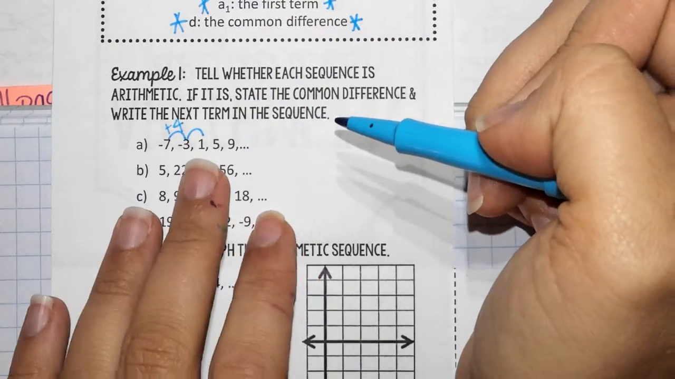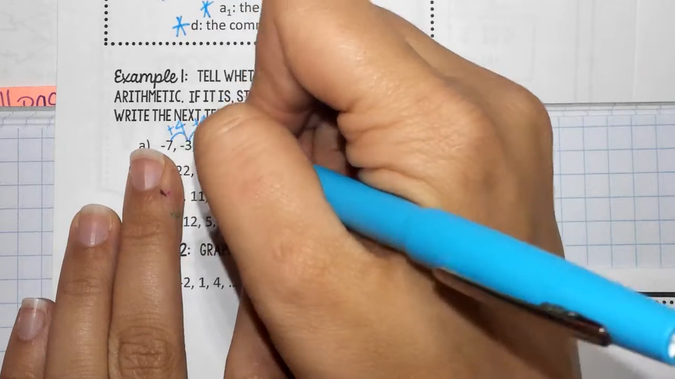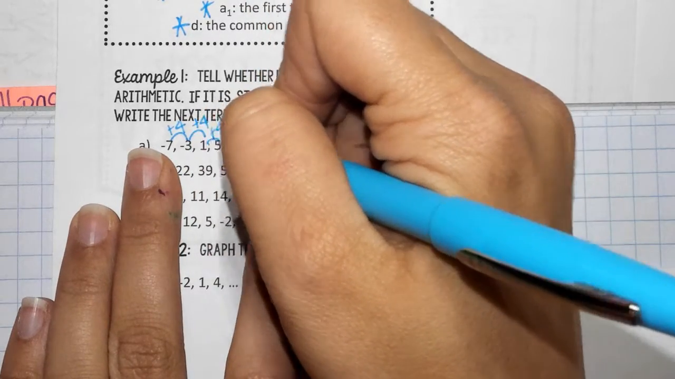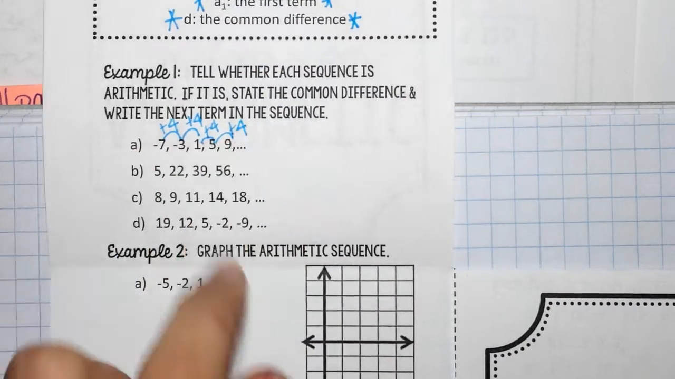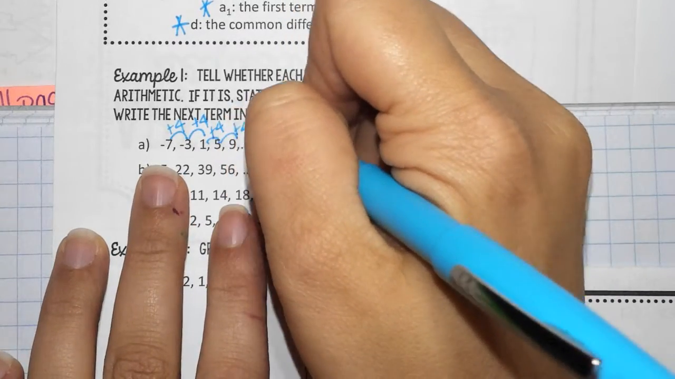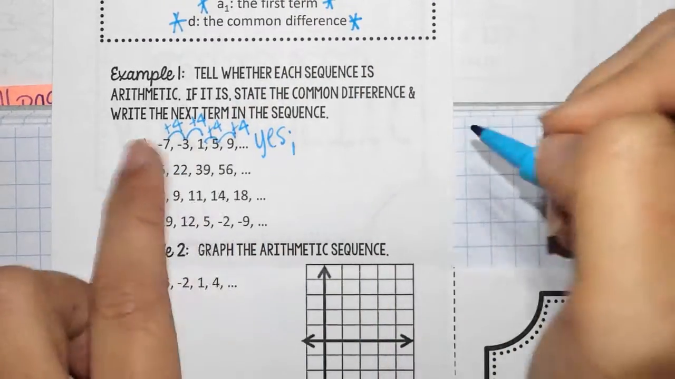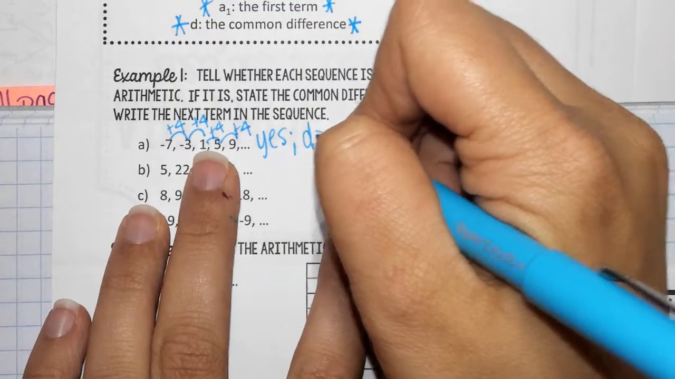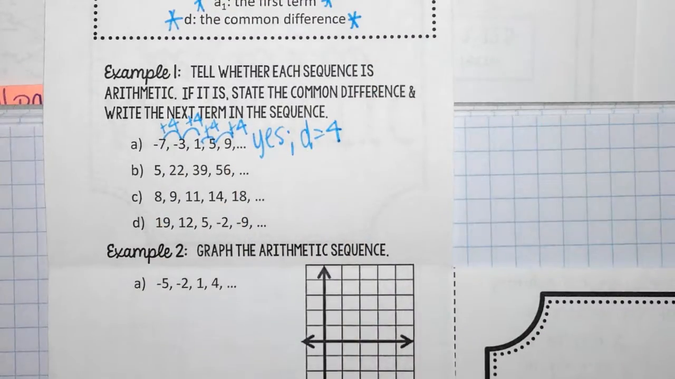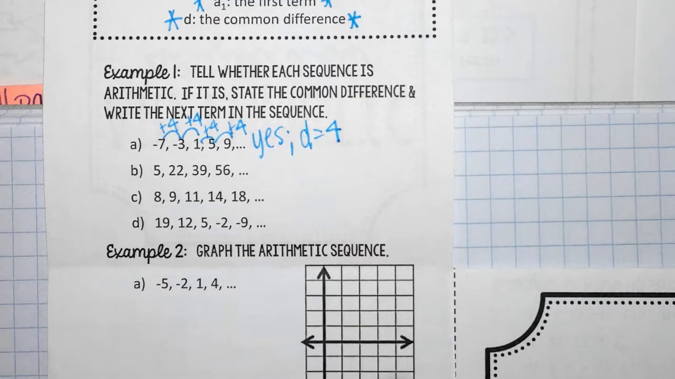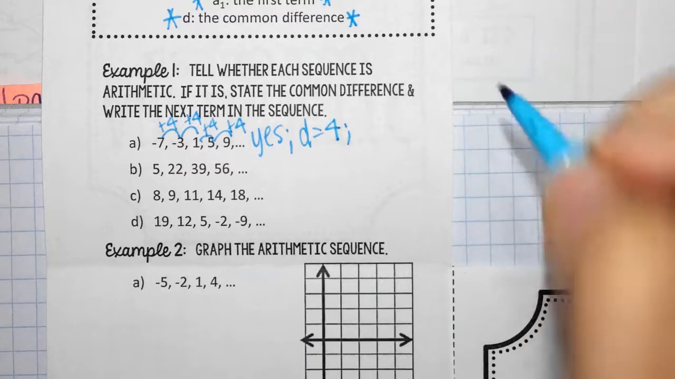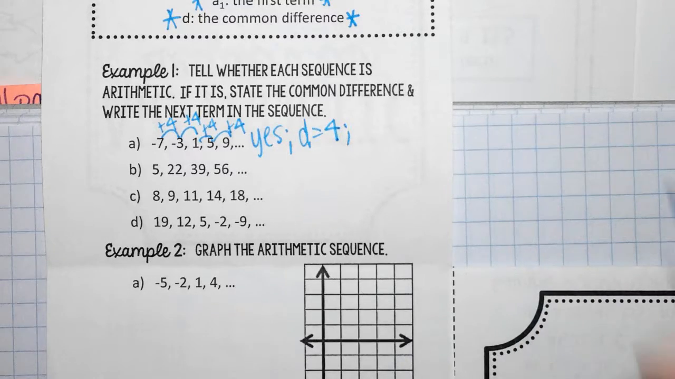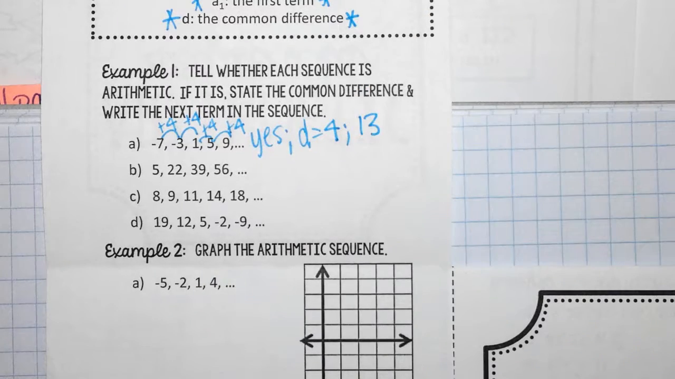Alright, what about right here? Plus 4. Plus 4 again. What about from 1 to 5? 4. And what about 5 to 9? Plus 4. So is that an arithmetic sequence? Yes, because those are all the same. So we would write yes. Now the common difference is how much they increase each time. So how much did they increase? 4. So you write D equals 4. Now what would the next term in the sequence be? What's 9 plus 4? 13. That's all you have to do.